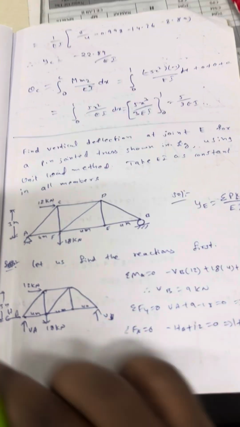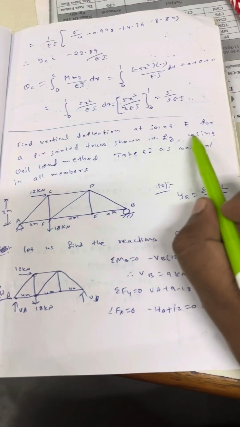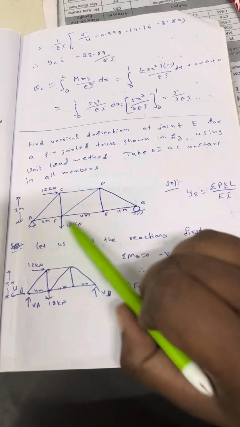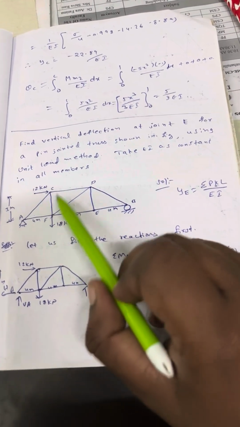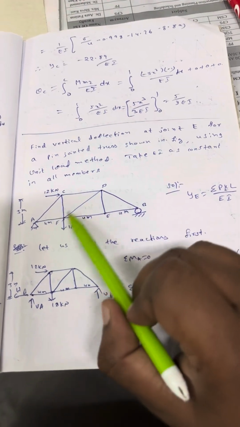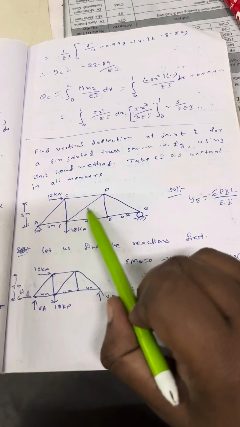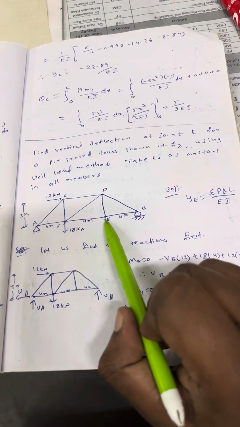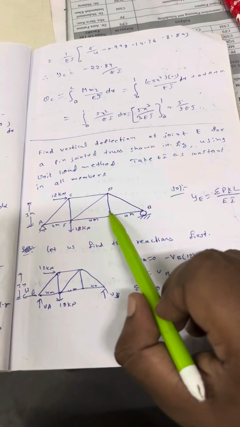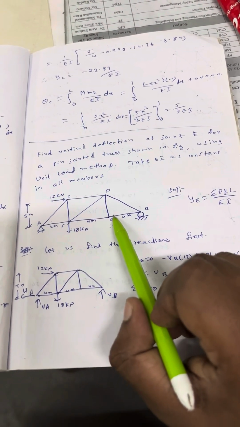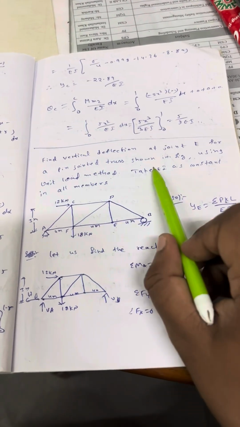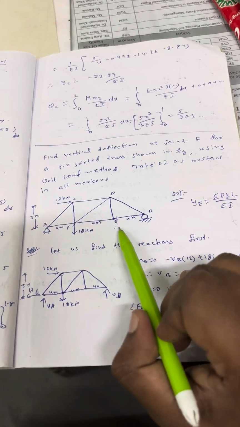Okay, next for truss, find vertical deflection at joint E for a pin jointed truss. This is a pin jointed truss. There is a load, horizontal force and vertical force here, a roller support and a hinge support. Due to these forces, forces will be generated inside the members and joint E will have some deflection. So we need to find the vertical deflection at joint E, using the unit load method. Take EA as constant in all members. This YE we need to find.